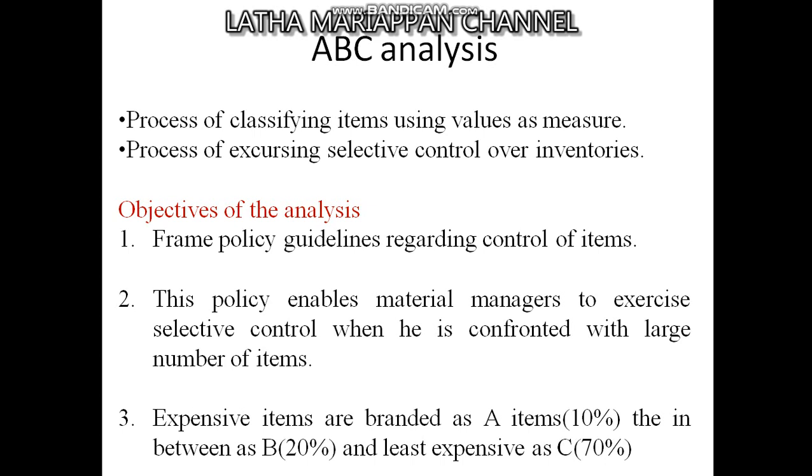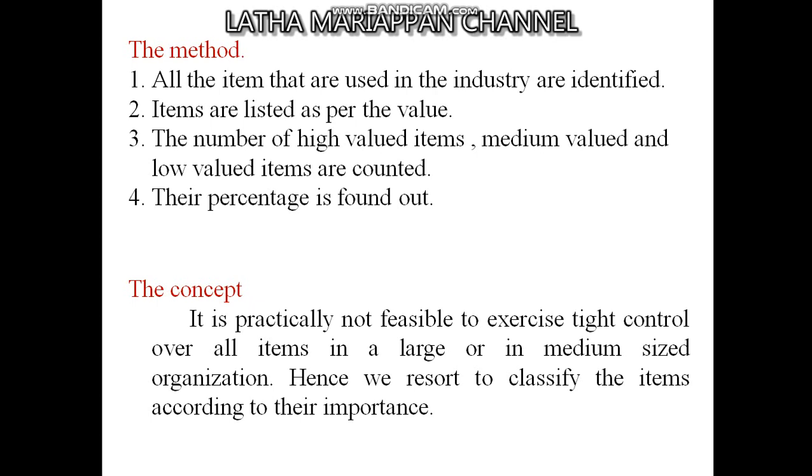So, what is the objective of this analysis? Frame policy guidelines regarding control of items. This policy enables material managers to exercise selective control when confronted with a large number of items. Expensive items are branded as A, as I said it should be 10%, and the in-between items you have to brand as B, that is 20%, and the least expensive items you have to take as C, that is the ordinary items, 70% you have to keep. Okay. The method we are going to discuss here.